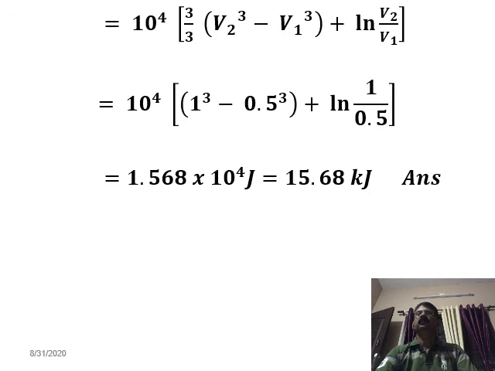So with this I conclude lecture number 5 of this module, and will continue with lecture number 6, wherein I will solve a few more problems and then conclude part 1 of this module, work and heat.